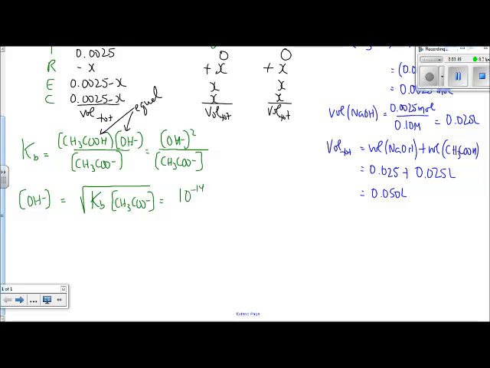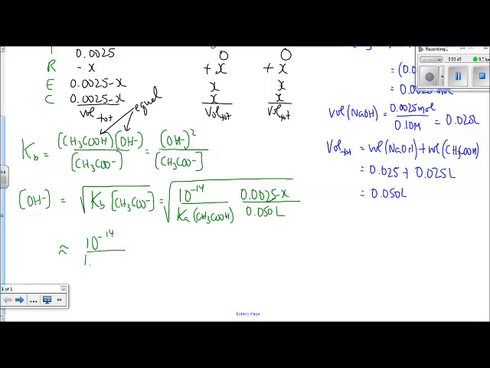For Kb, you can't find that easily, but you can find Ka of the conjugate acid easily. So we'll get Kb by dividing 10 to the minus 14 by the Ka of the conjugate acid. The molarity of the acetate will be the moles of acetate divided by that total volume, which we found to be 50 milliliters. Take the square root of all of that. We can make an approximation, because this is a weak base, that the amount of dissociation will be small, and therefore 0.025 minus X is just equal to 0.025 moles.